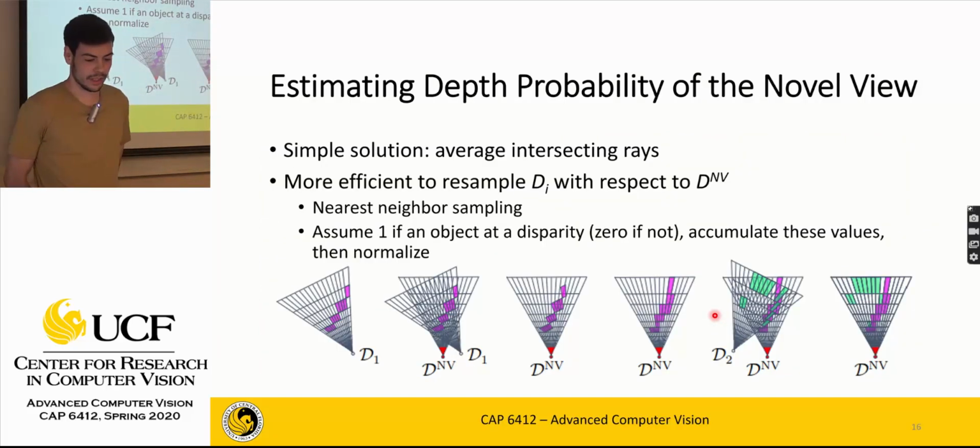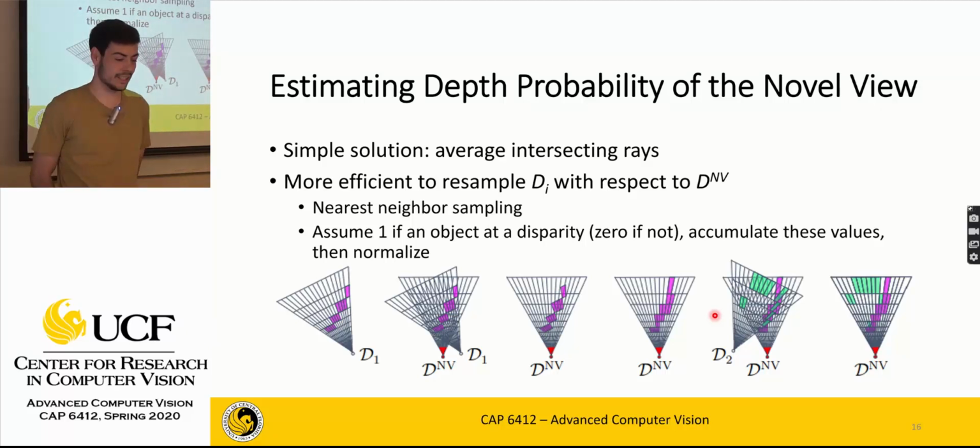So in order to estimate the depth probability of the novel view, there's two solutions. The first being the simple one, which is averaging the intersecting rays from the source cameras. This is computationally expensive and very slow, and this network is already slow to begin with, so they needed to speed it up a bit. So the faster solution is to resample all the depth probability volumes with respect to the new novel view. And they do this by using what's called nearest neighbor sampling.